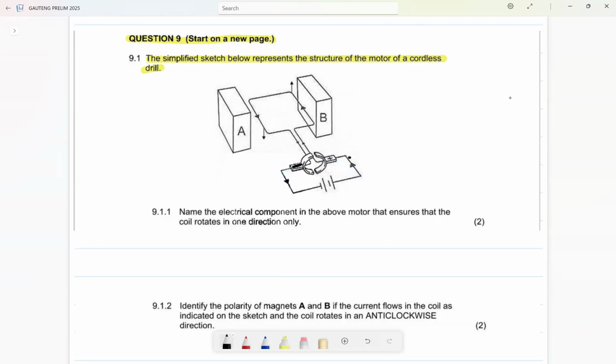Okay, sharp. Name the electrical component in the above motor that ensures that the coil rotates in one direction. So this is the split ring commutator. The split ring is the one that ensures that the coil rotates in one direction. Remember, this is a DC motor. Why? Because it is split like this. So I can say this is DC.